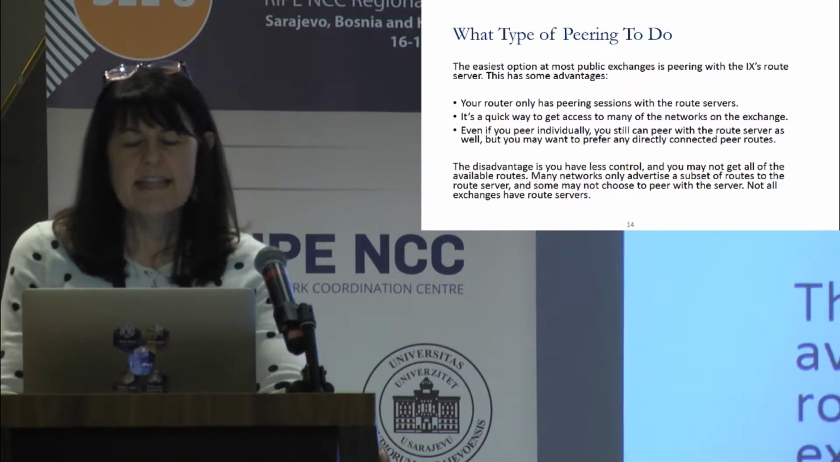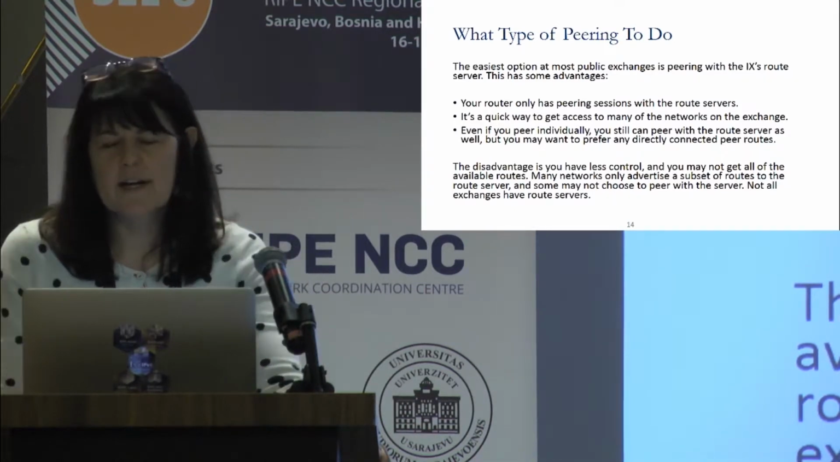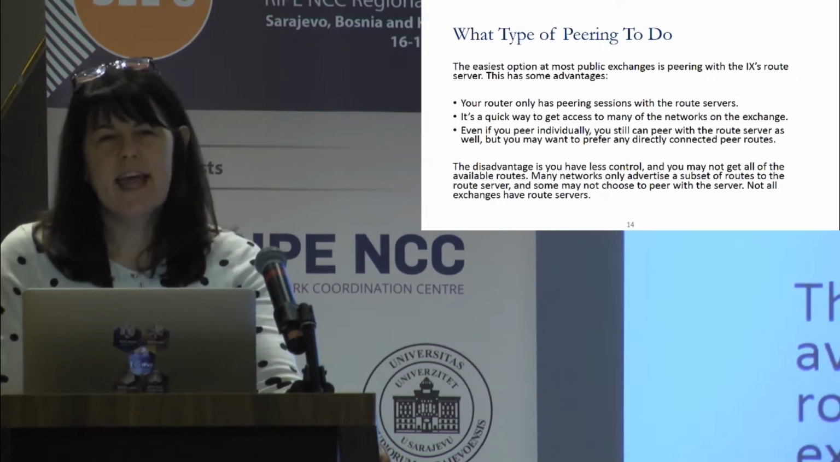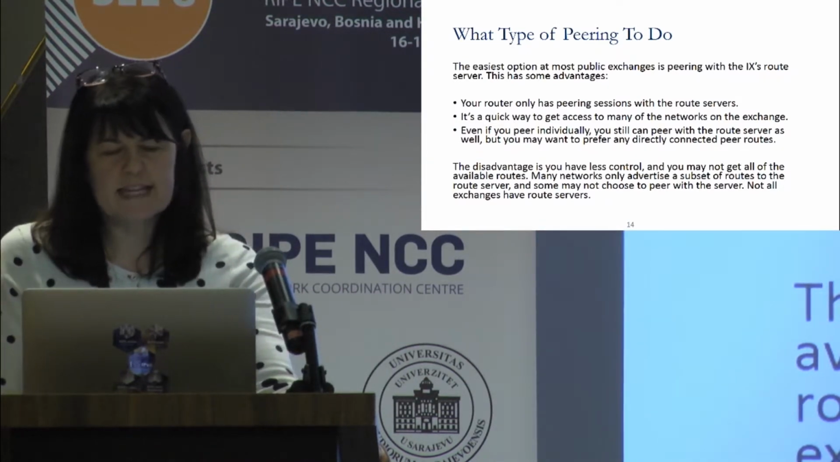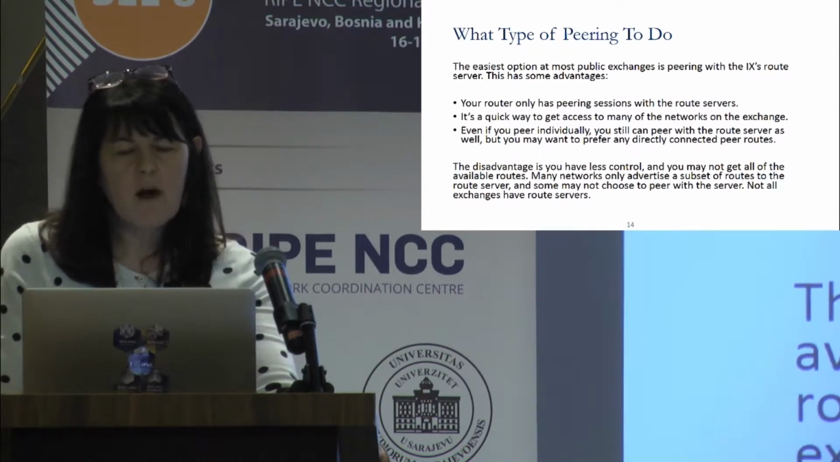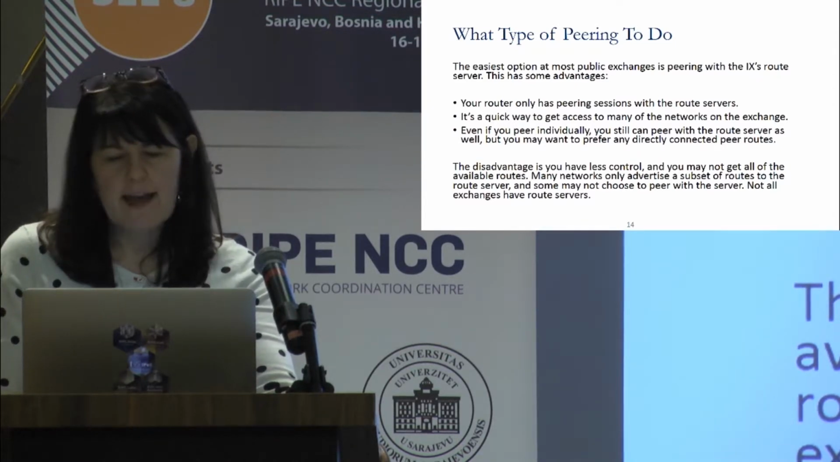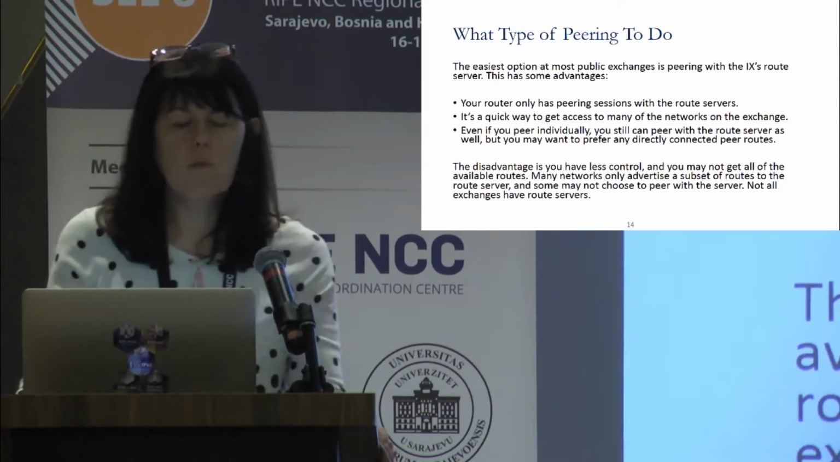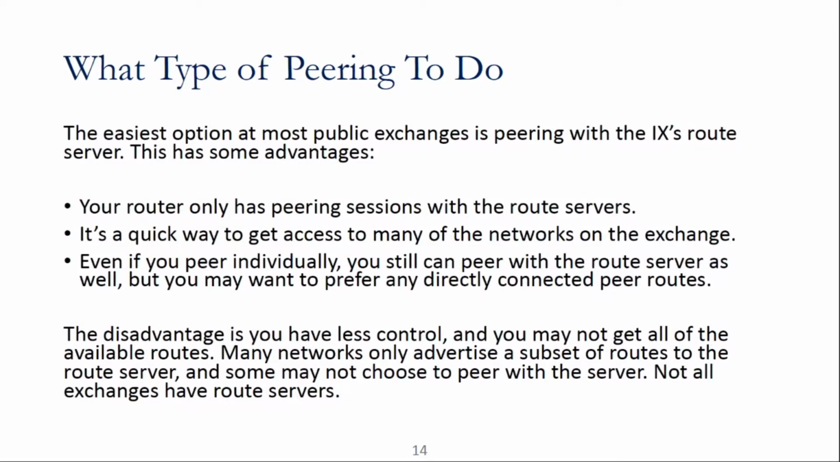Now we're going to start talking about what kind of peering you might like to do. When people start peering with an exchange, a very popular option is just to peer with the IX route server. This is attractive for a lot of reasons. For one, you only have to set up that one peering session with the route server. You get all those routes. It's a quick and easy way to get to most of the networks on the exchange.